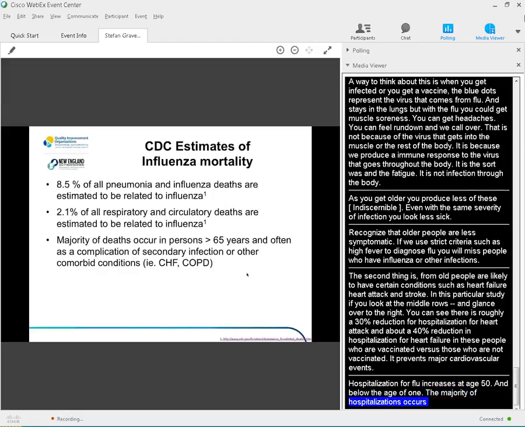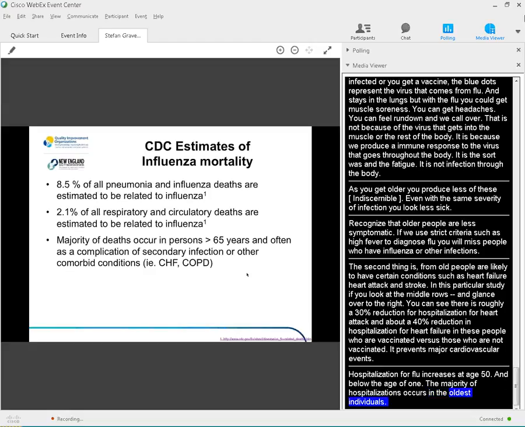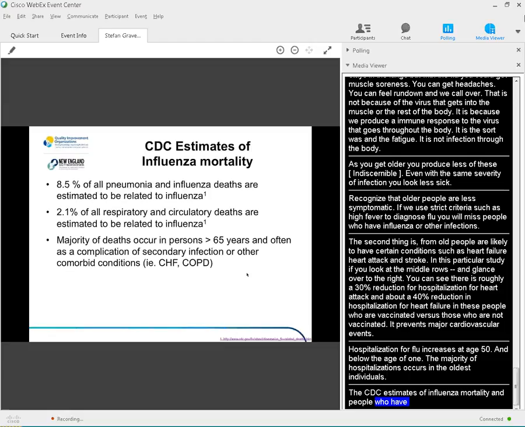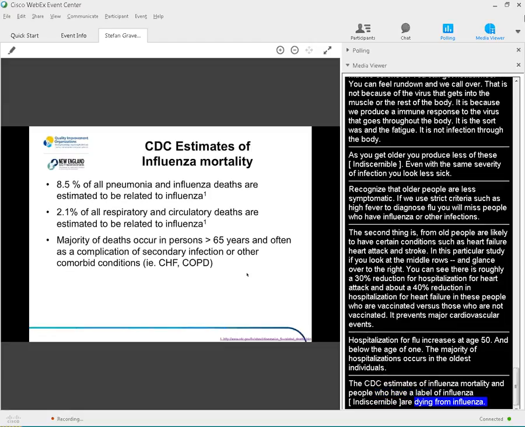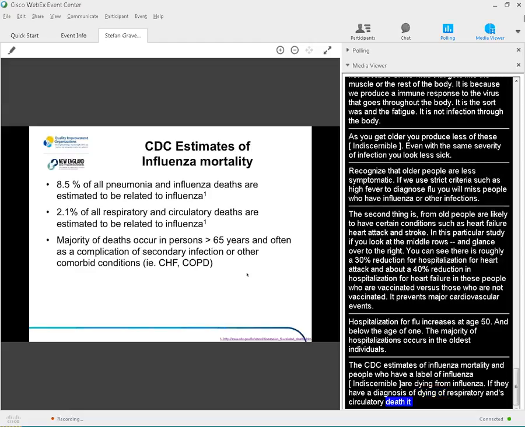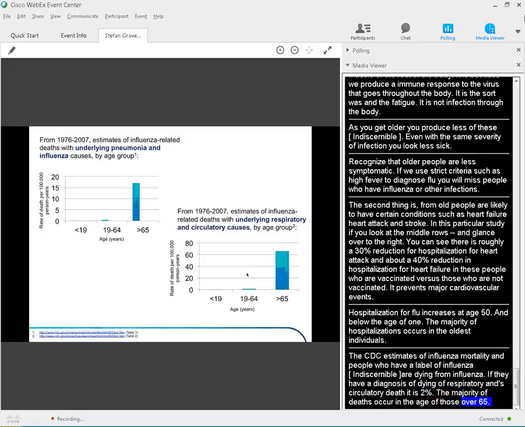The CDC estimates of influenza mortality: in people who have a label of pneumonia and influenza, 8% of them are actually dying from influenza. If they have a diagnosis of respiratory and circulatory death, 2% of those, a much bigger number, are thought to be directly due to flu. So the majority of deaths occur in those over the age of 65 and are often a complication of a secondary infection or other comorbid conditions such as heart disease.